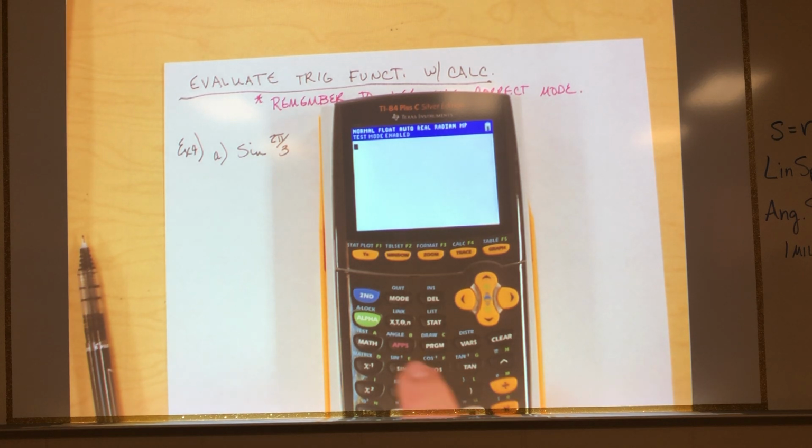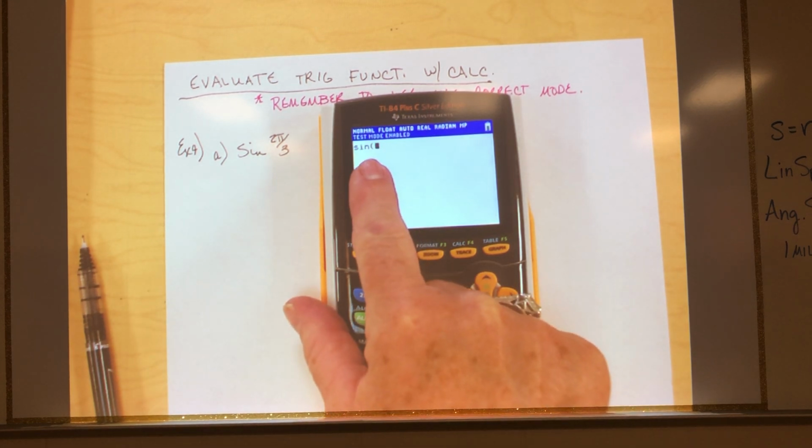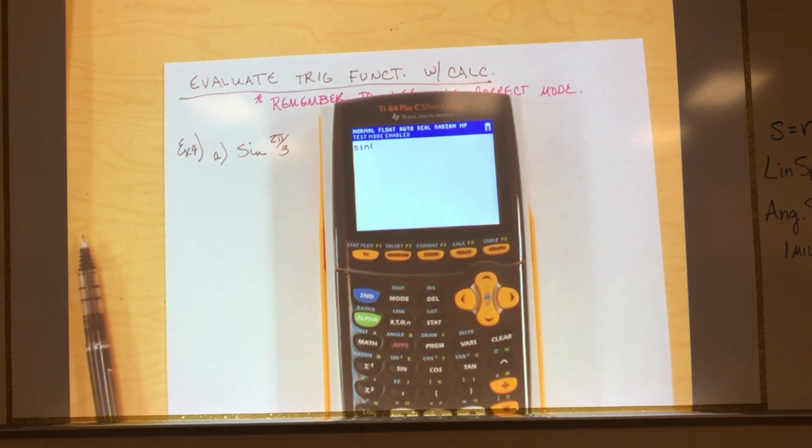I'm going to go the sine of, notice that when I press the function button, it automatically opens up a parentheses, okay? Later on, that's going to come back into play, later today, not later this year or later next week or something, but today. So that's going to come back into play. We're going to go 2 pi divided by 3.